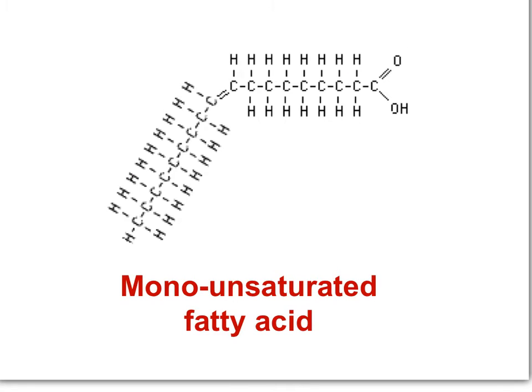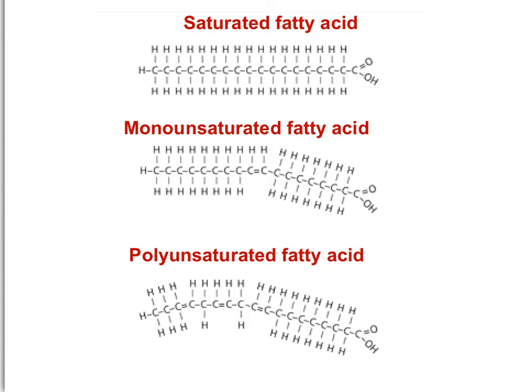Unsaturated fatty acids could have a bend in the hydrocarbon chain as a result of the double bond. This fatty acid has one double bond, so it's called monounsaturated. In this diagram, there is a saturated fatty acid with no double bonds, a monounsaturated fatty acid with one double bond, and a polyunsaturated fatty acid with more than one double bond.